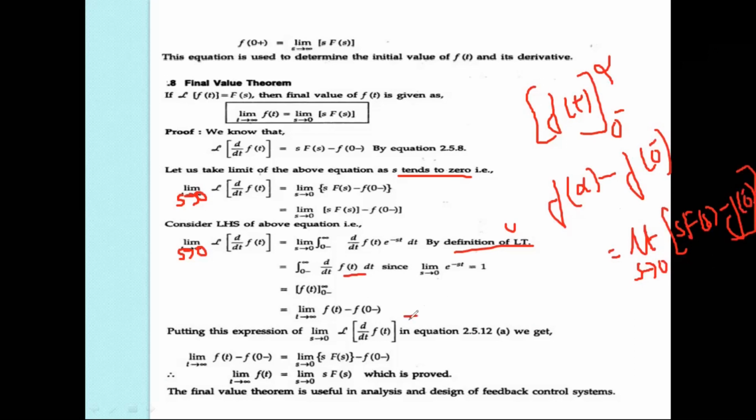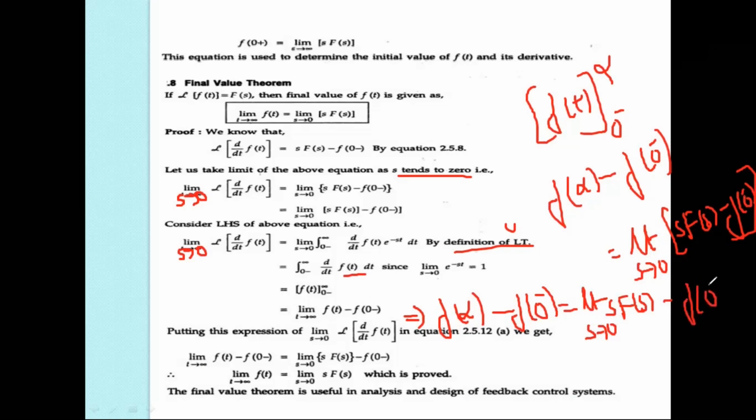Now I am taking this as the f of t signal. So f of infinity, let us put it as f of t, minus f of 0 minus is equal to limit s tends to 0 s into F of s. In the second term there is no s term, so no need of using the limit s tends to 0. Directly you can write f of 0 minus. On the left hand side we have minus f of 0 minus, and the right hand side also has minus f of 0 minus.